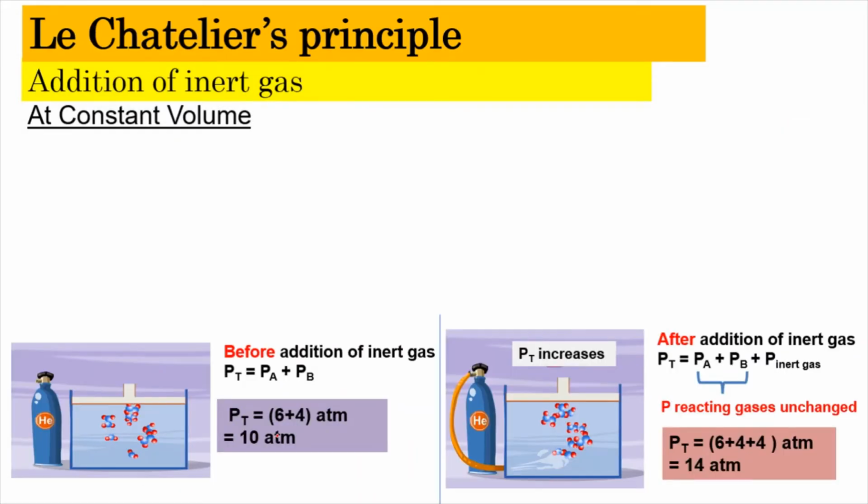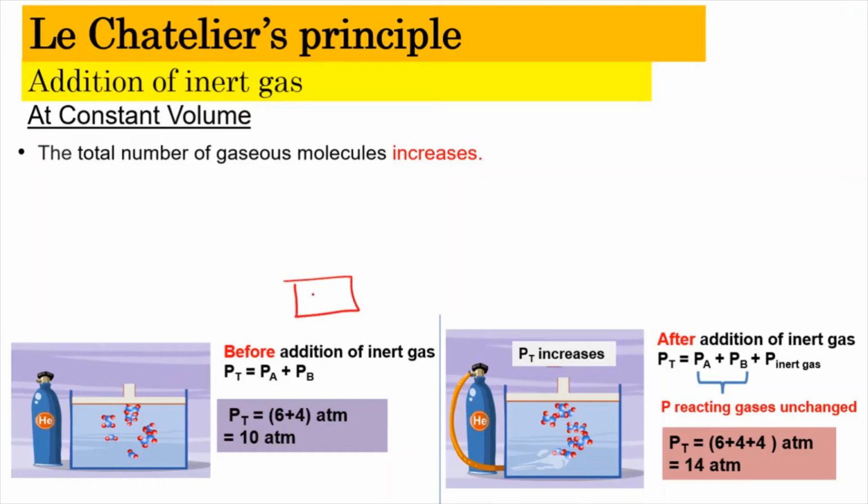Now we're going to look into the next situation, which is at constant volume. At constant volume, the total number of gaseous molecules will increase when an inert gas is added. So let's say you have an A molecule as well as a B molecule here. And now when we add gas C, which is an inert gas, we're going to have A, B, and C.